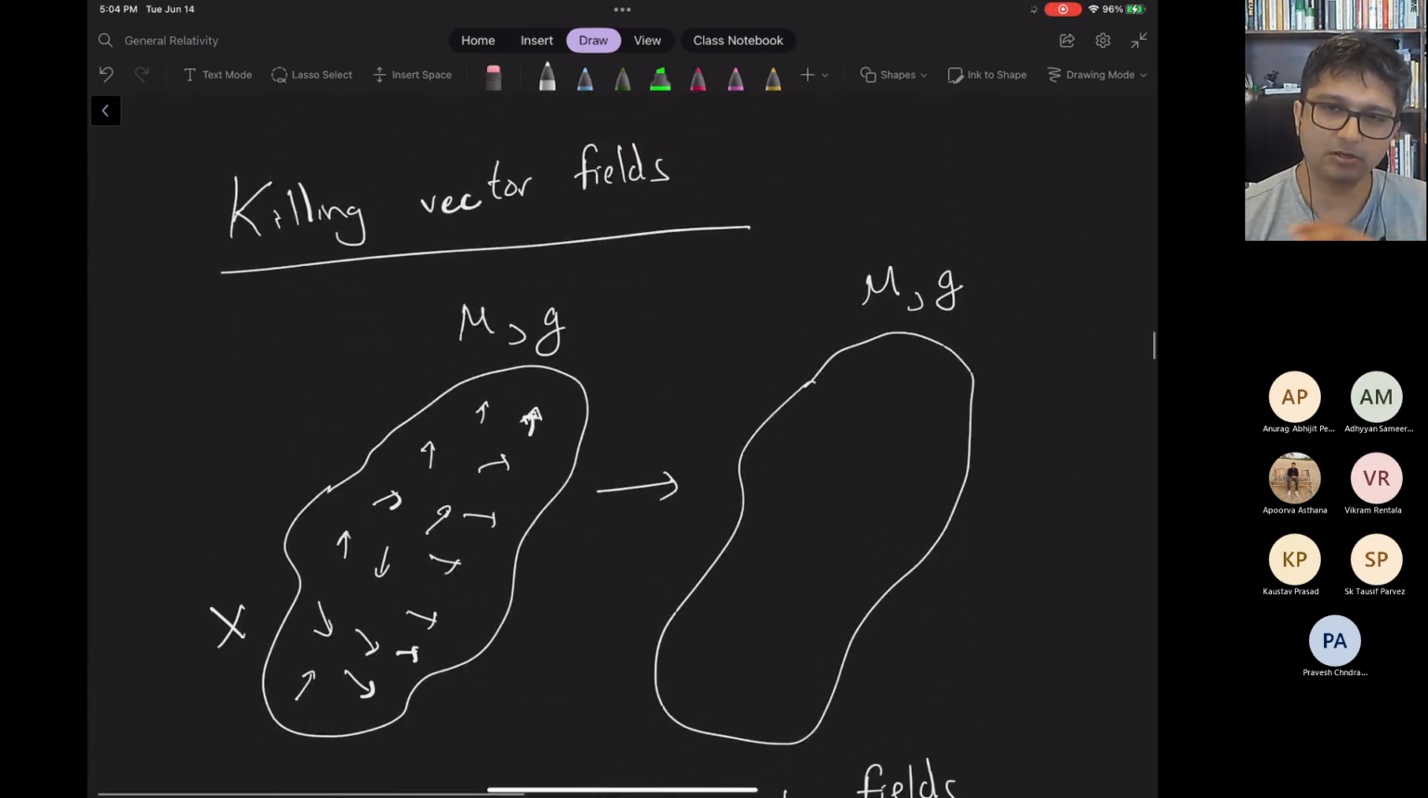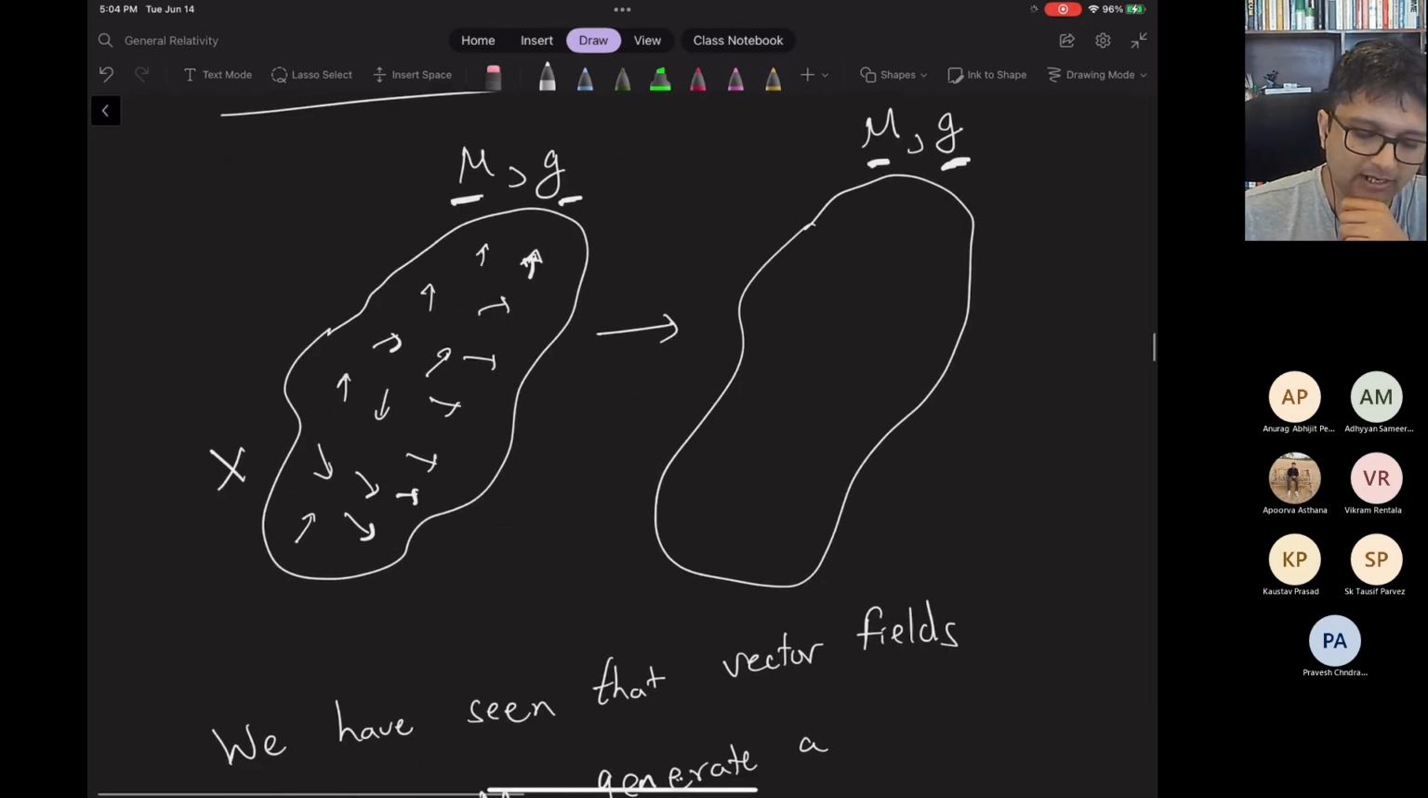So now we come to a related concept, which we've discussed in the GR class, which is the idea of Killing vector fields. Now we have all the tools to really understand in detail what a Killing vector field means. So suppose I have a manifold M with metric G, and a copy of this manifold M with metric G. And now suppose we have a vector field X. This is some vector field that lives on this manifold.